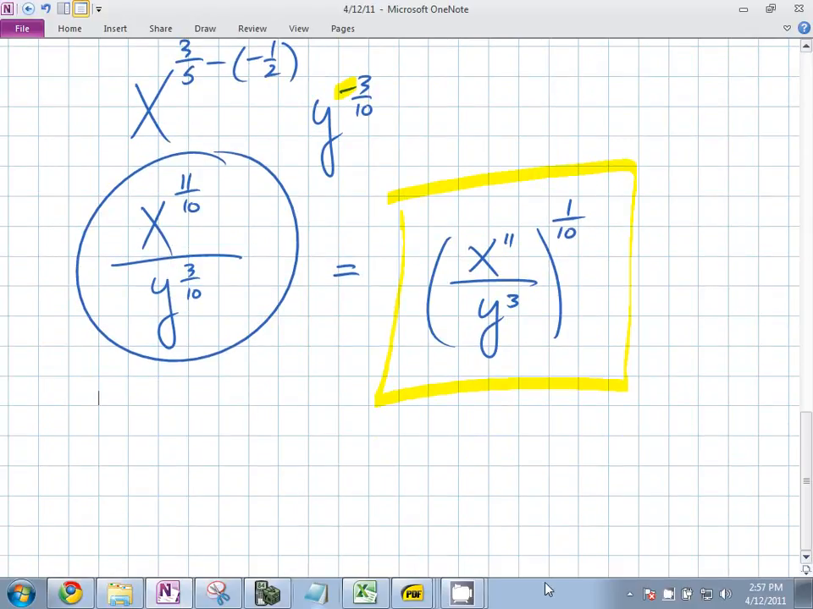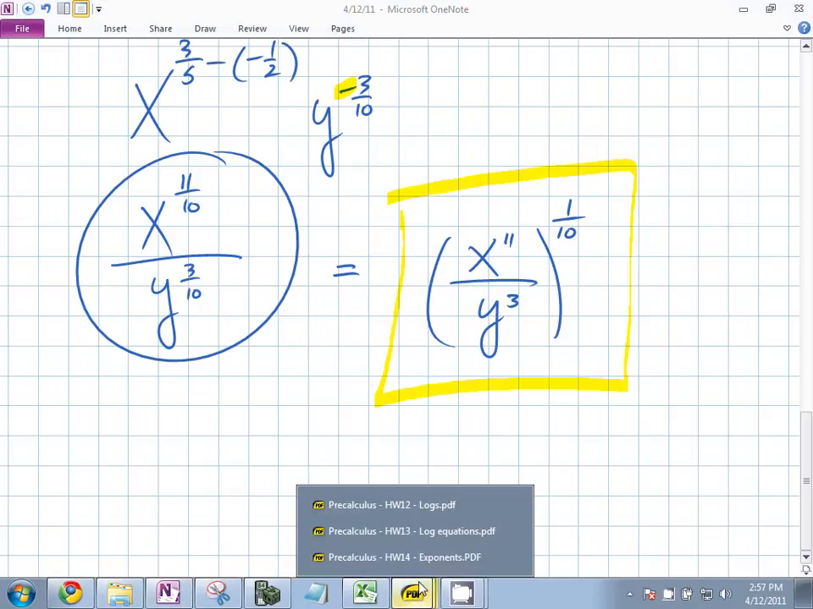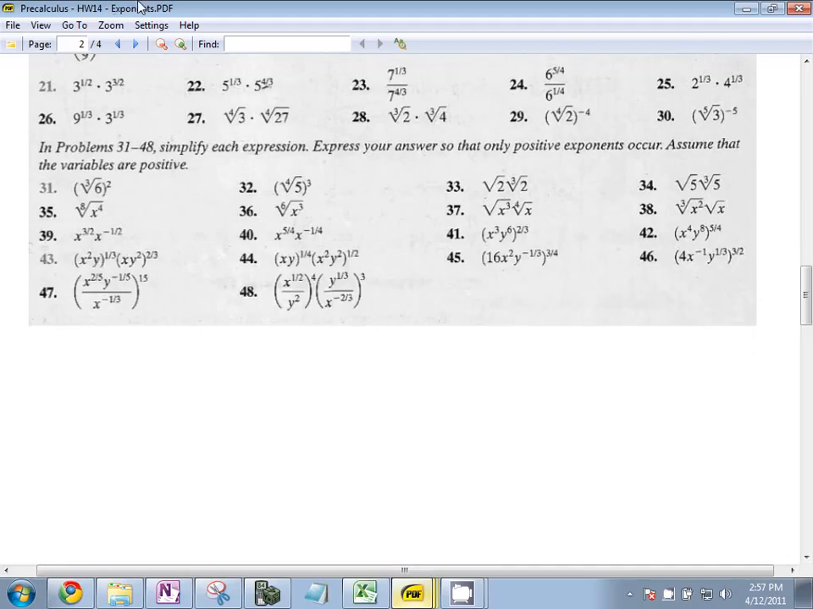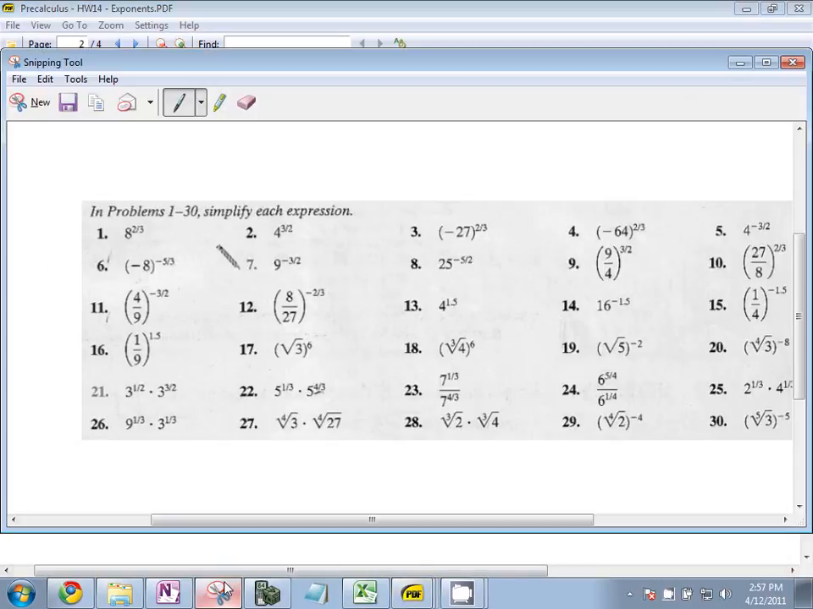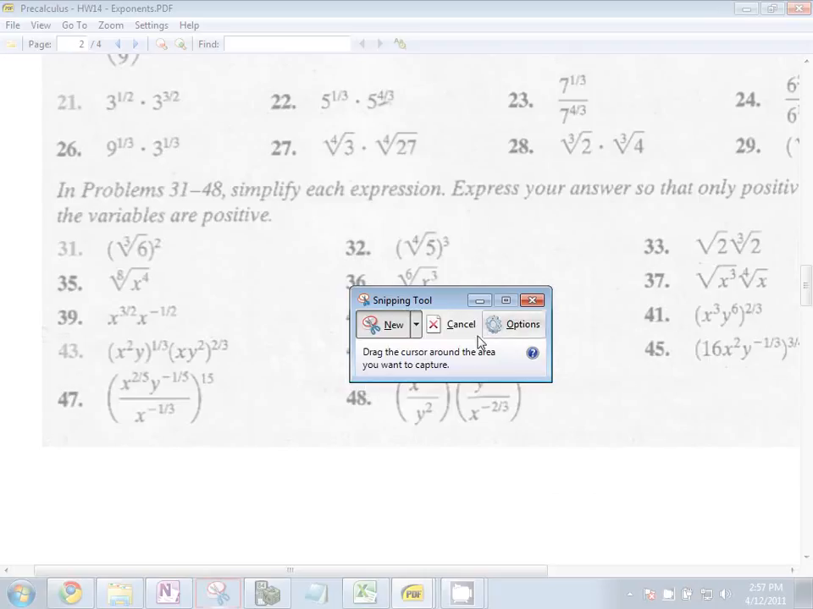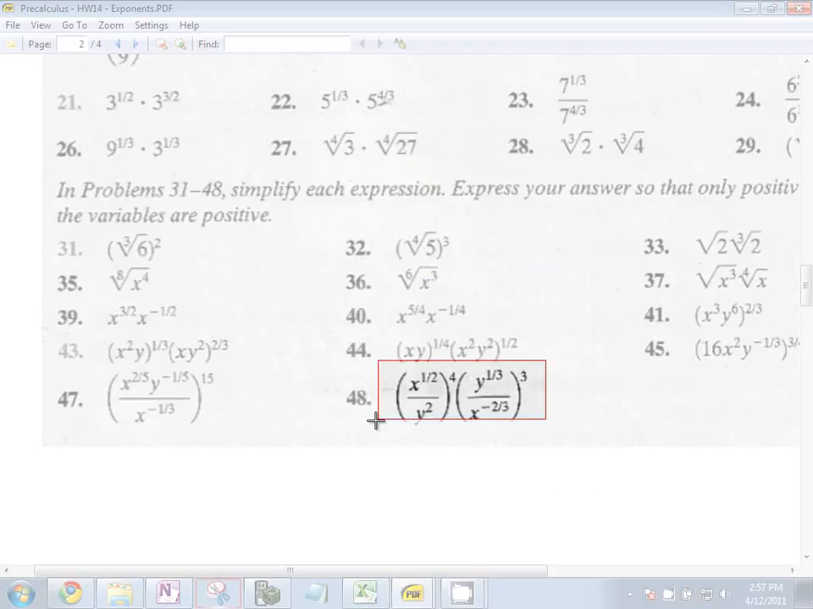Any other one, any 1 through 48? Yes? 48? You guys just don't like the fractions, huh? Yeah, that's true.